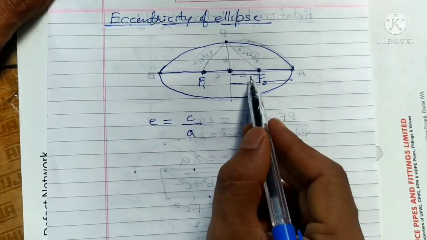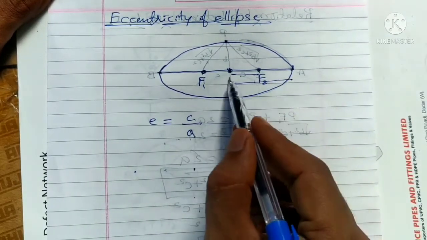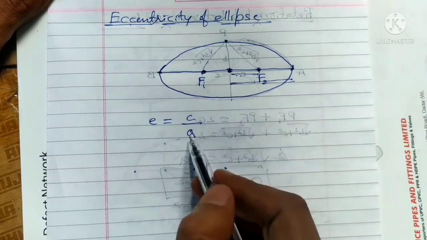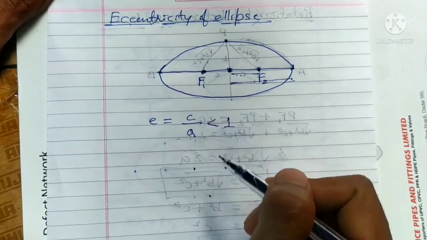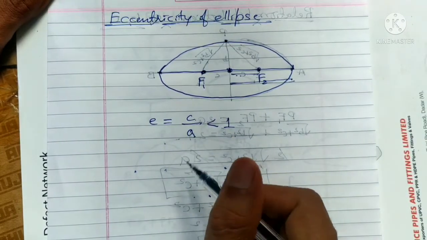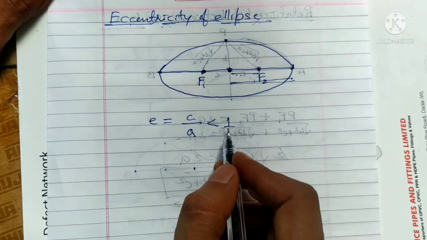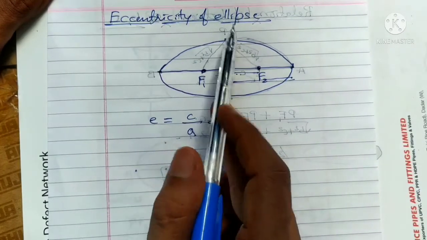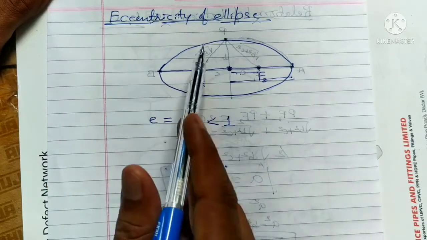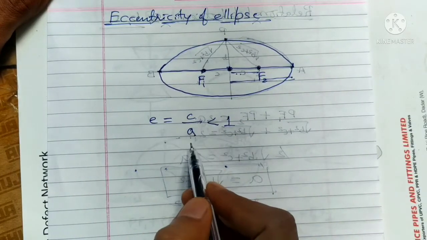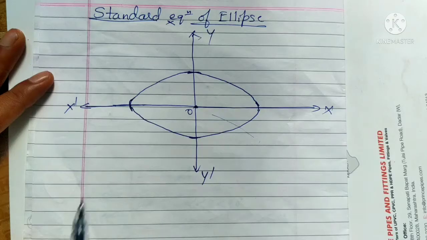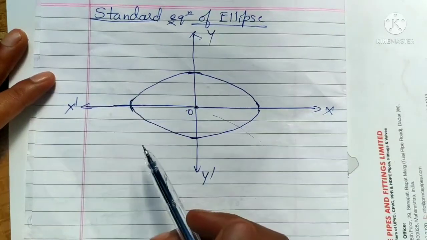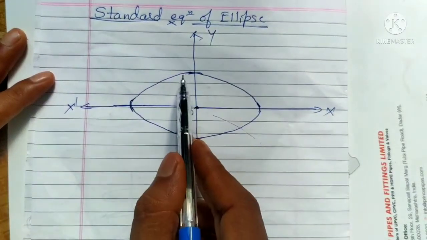You know that c is less than a, right? So a is greater than c here. Therefore this value is always less than 1. So e is always less than 1 for an ellipse. That is all about the eccentricity of an ellipse, e is equal to c by a. Okay, now we shall discuss the standard equation of an ellipse. The equation of an ellipse is a condition for all these points.